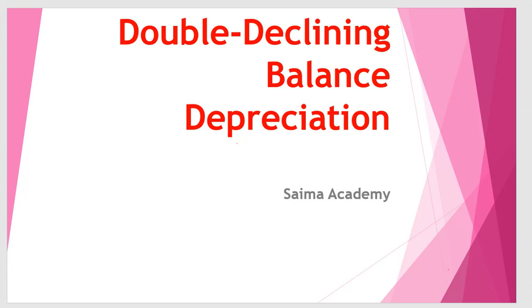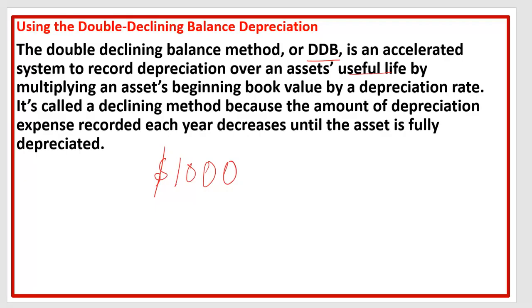In this lesson, I will explain to you the double declining balance method of depreciation, how to calculate depreciation by using the double declining method. Here I have written some information, then I will show you with the help of an example. It is also called DDB, the double declining balance method, an accelerated system to record depreciation over an asset's useful life. Now, what is the meaning of useful life?